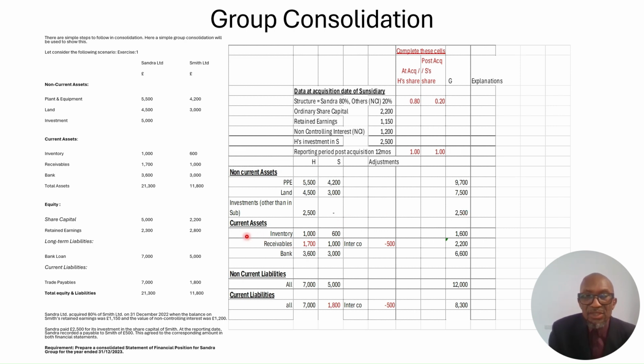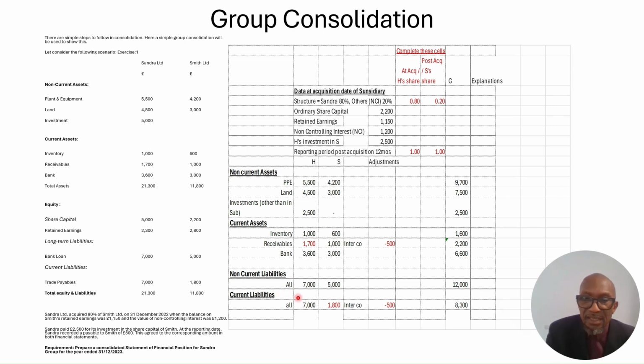Now, the next section, which is current assets, they are all added together and put straight to the consolidation column, with the exception of the intercompany transaction. So you can see the adjustment column here. I deducted 500 from both items to give me 2,200 here. And then the bank balances are added together, giving us 6,000.